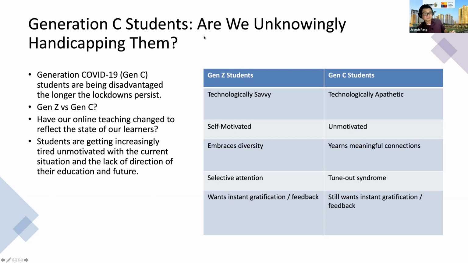Students are getting increasingly tired and unmotivated with the current situation and the lack of direction to their education and their future. Day by day, we see our cases reaching 20K, more than five digits and above. This demotivates everybody, including myself. If I can feel that demotivated, how about students? Students feel uncertain about the future. When are they going to graduate? Are they going to graduate with nothing in their head, or are they going to graduate with something in their head? They are worried about that.